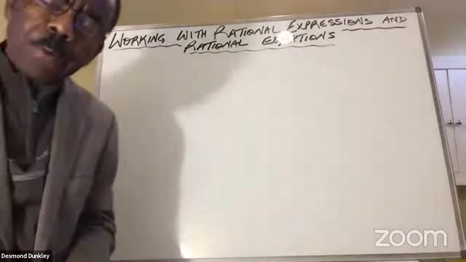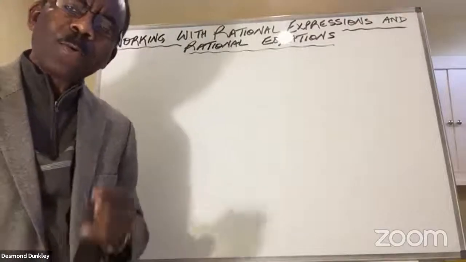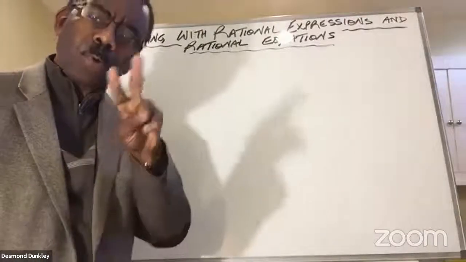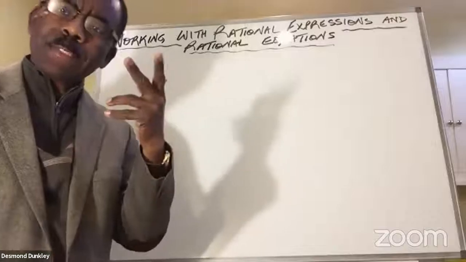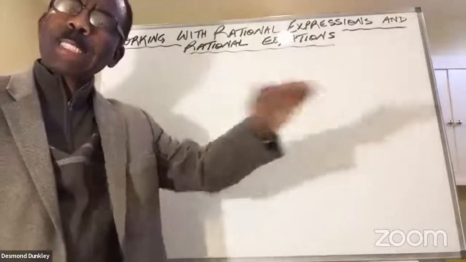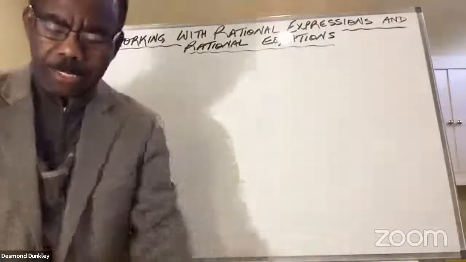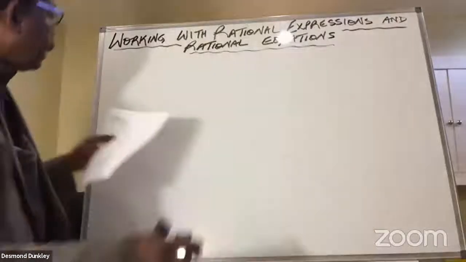So in summary, how did we tackle the question? We got rid of both denominators. How did we get rid of the denominators? We multiply both sides by the common denominator. Here's another one.